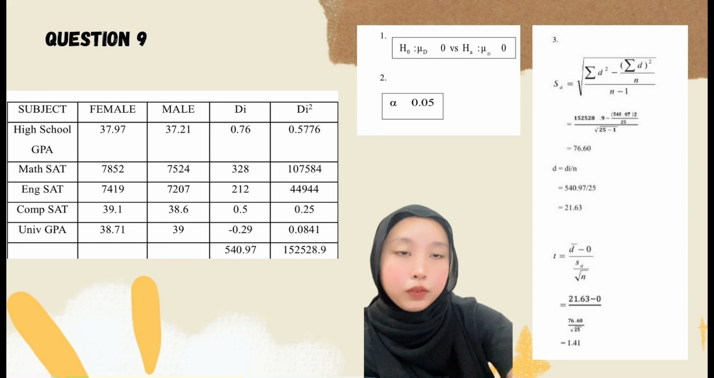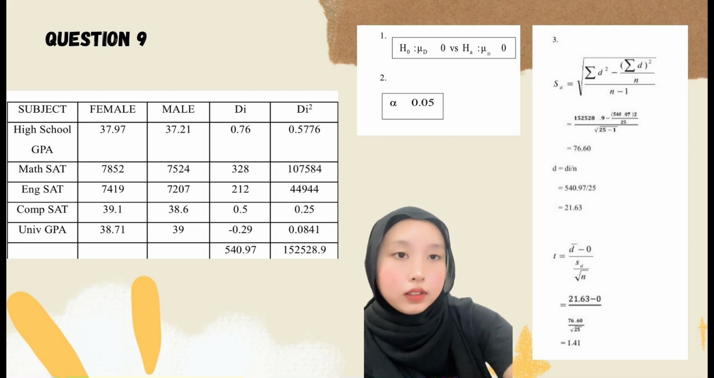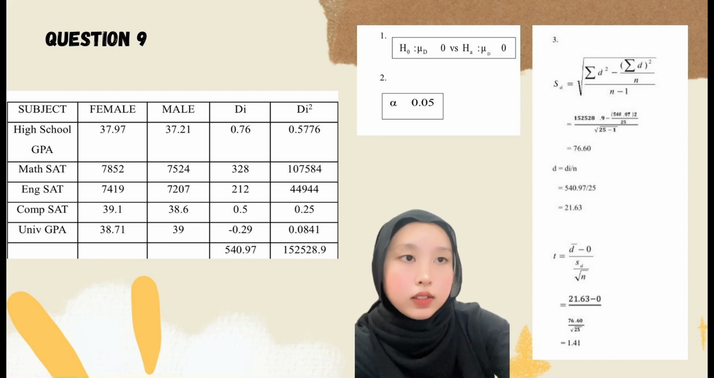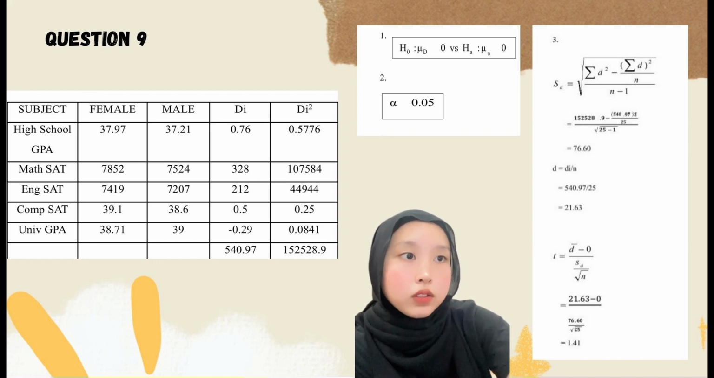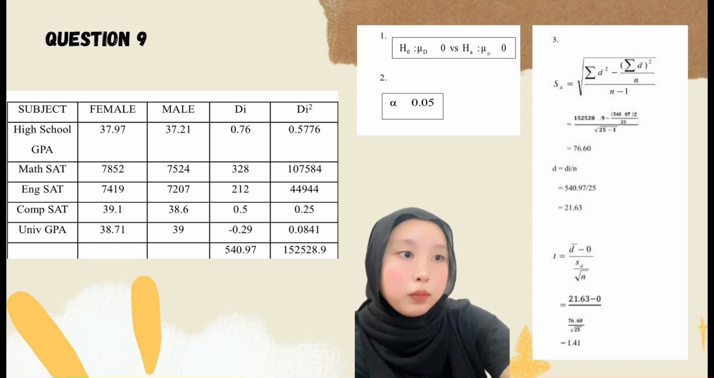For question 9, I list all the scores and GPA for both genders, female and male, and I find difference one, which is 540.97, and difference two, which is 15252.89. I solved the question by using hypothesis testing, so the significance level, as we know, is 0.05. There are 3 steps in this question 9. As you can see, I get the t-test value of 1.41.